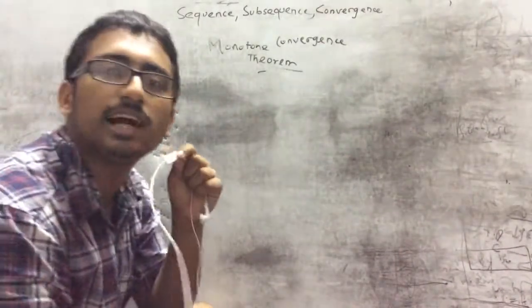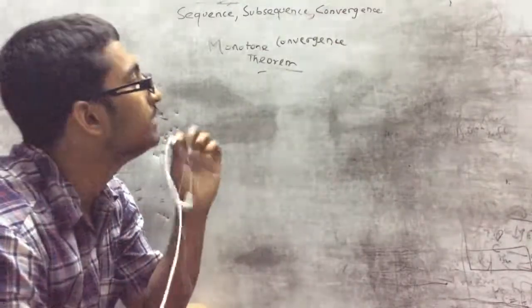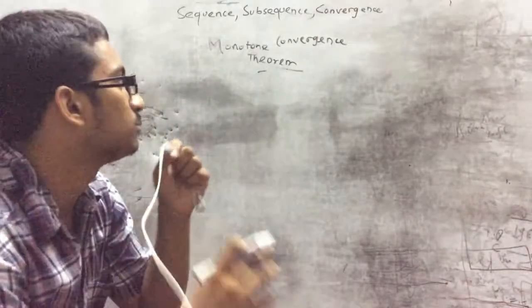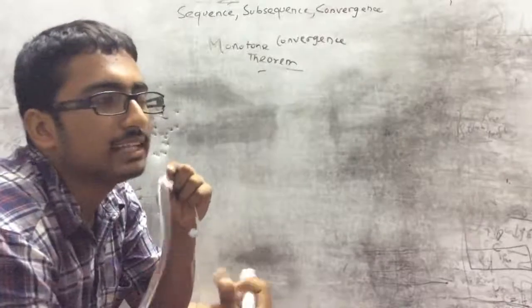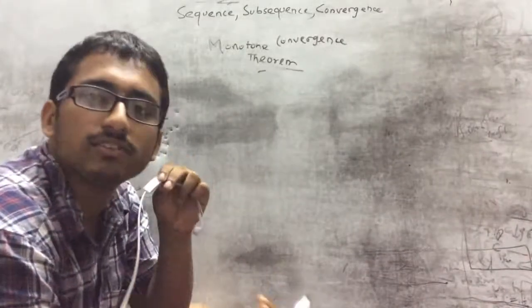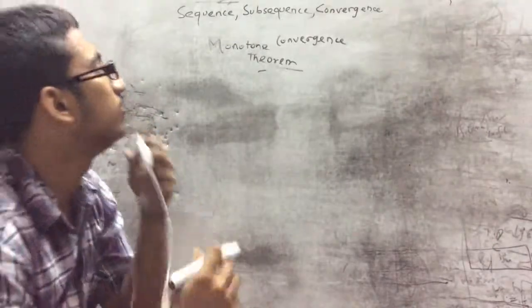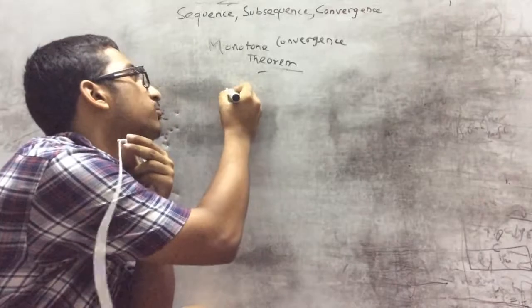So it's a theorem regarding the behavior of a special type of function. It's a monotone function, a monotone sequence actually. It tells us that monotone sequences converge if they are bounded. So first let us define monotone sequences.